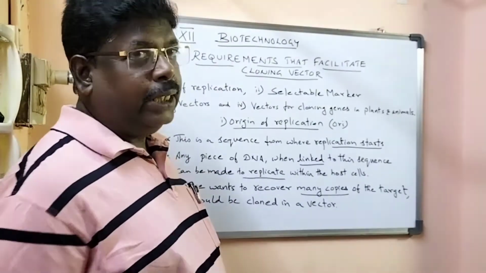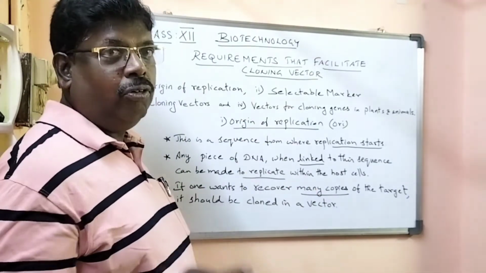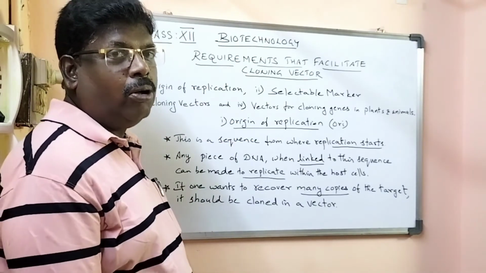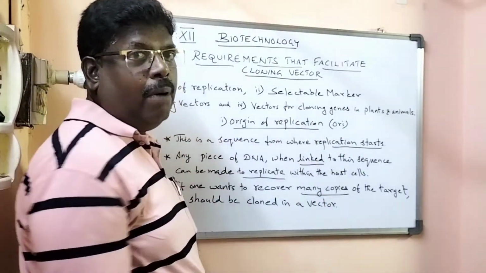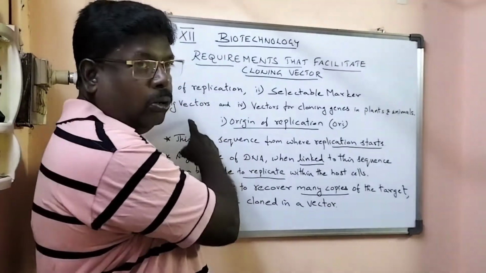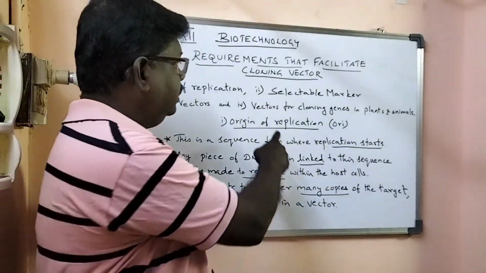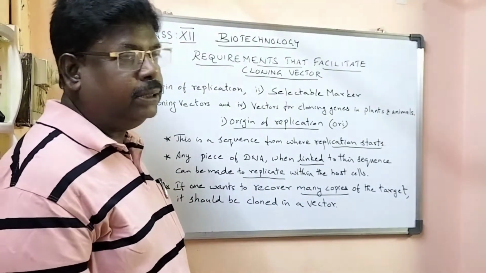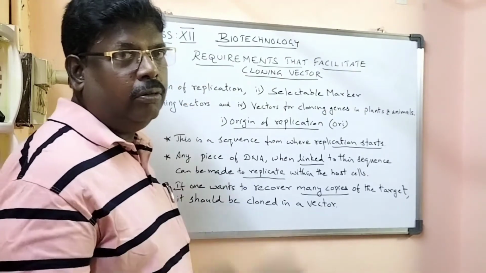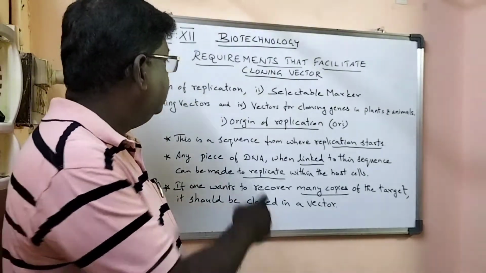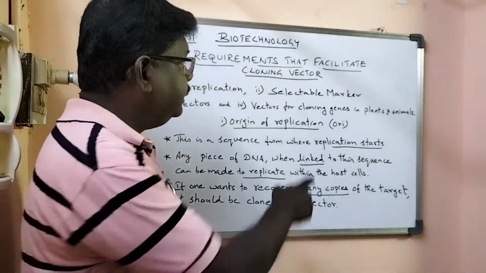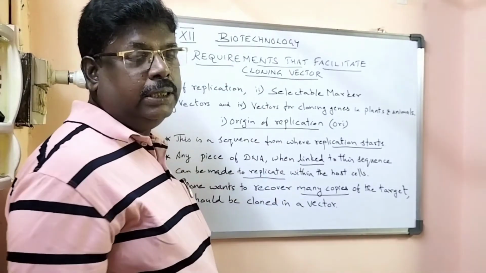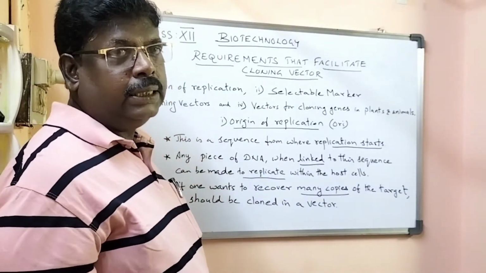As I told you, there are actually four requirements of a cloning vector. Number 1, origin of replication, shortly called ORI. Number 2, selectable marker. Number 3, cloning vectors. Number 4, vectors for cloning genes in plants and animals. I repeat, there are four requirements needed for a cloning vector.